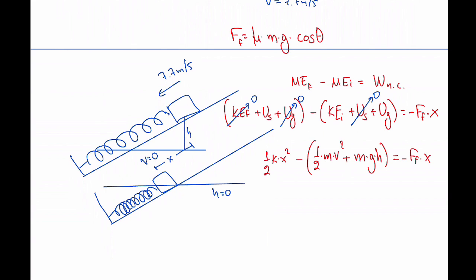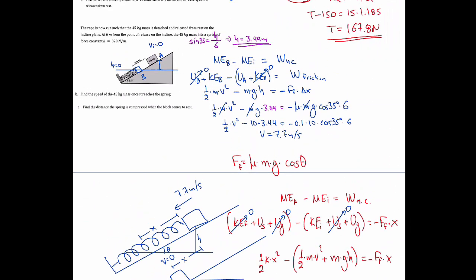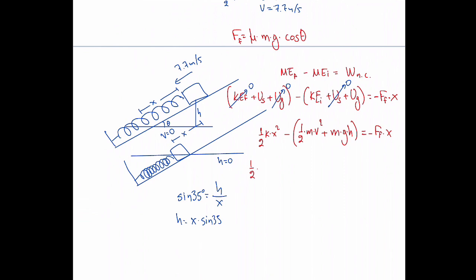This is the height, and this is related to the angle theta and the displacement of the spring x. So we can say that the sine of 35 degrees is equal to opposite, which is the height, over the hypotenuse, which is the distance x. So the height is x times sine 35. So our equation becomes 1 over 2. I need to find the value of k, which is 320.